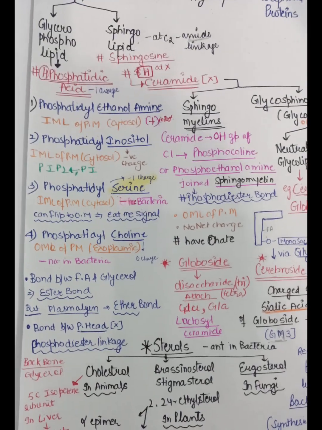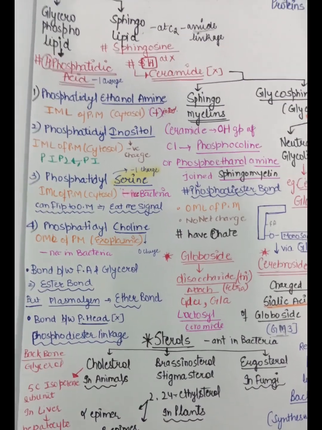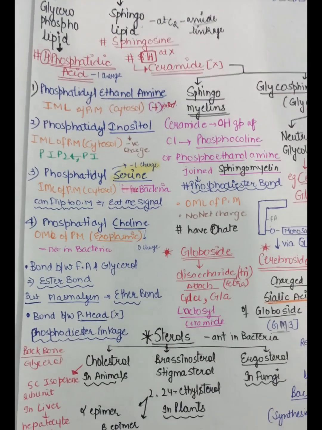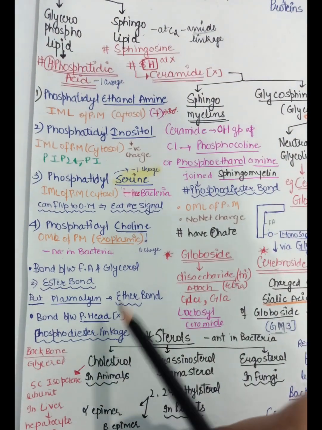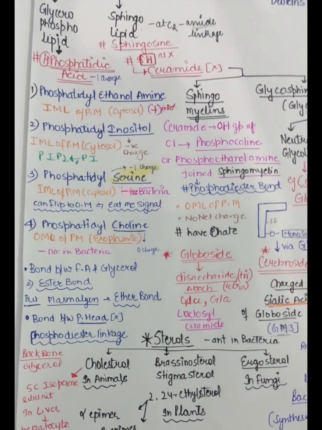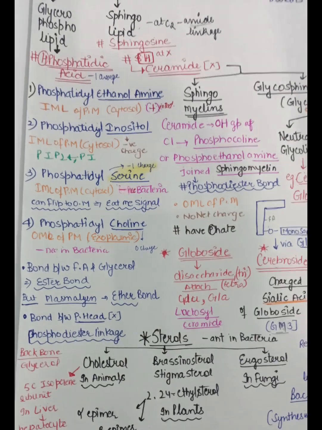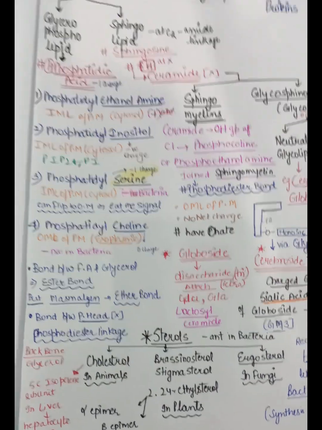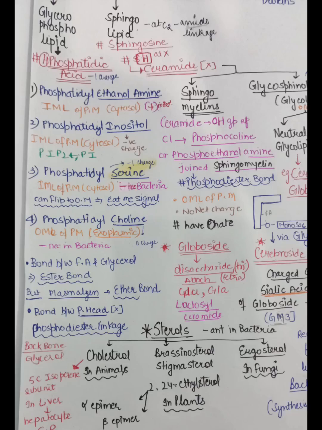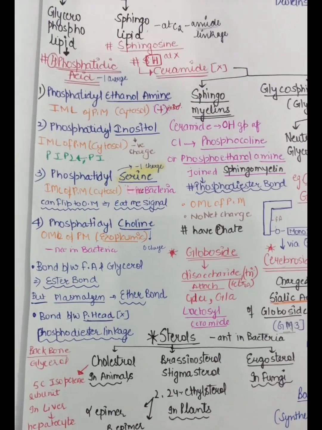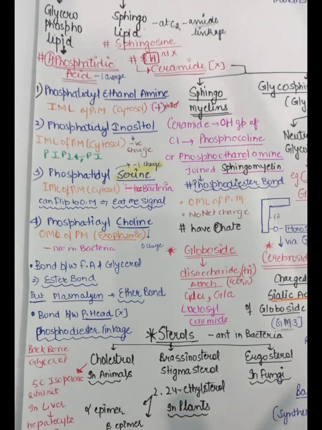And the bond between the polar head, meaning the bond between the phosphate and the alcohol, is a phosphodiester bond. The phosphodiester linkage is present between the phosphate at carbon 3 and the alcohol. And the basic backbone here is glycerol. And the second type of phospholipid is sphingolipid.